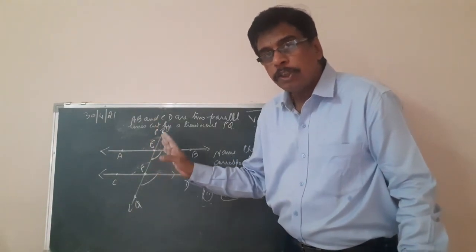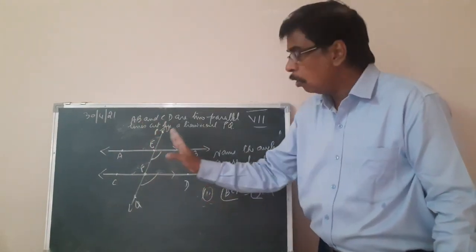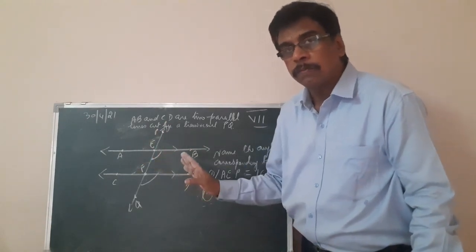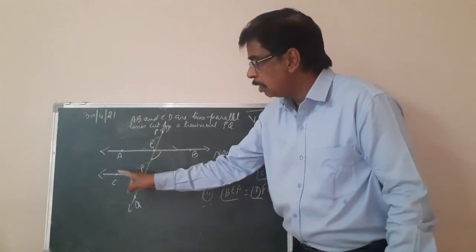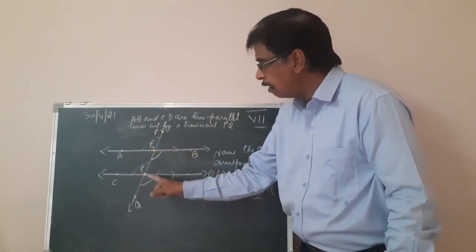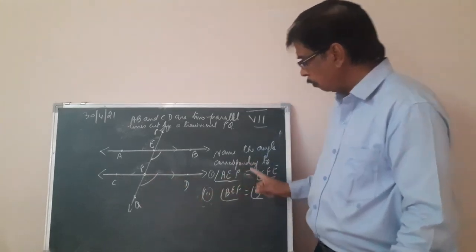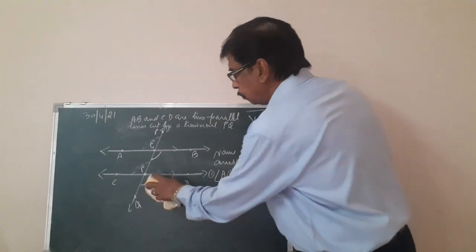This is how we can name the angles. Previously I showed you with numbers. Now I am showing you how to name the angles and also tell which is equal to them. So corresponding to AEP is CFE and corresponding to BEF is DFQ. Done out here. One more example.